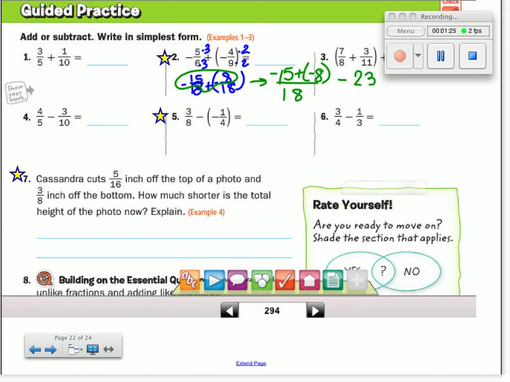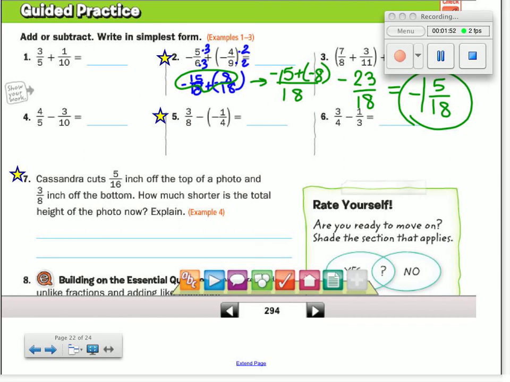23 over 18. Now, 18 can go into 23 how many whole times? Yeah, one time, right? So one whole time, and it's a negative. And then how much more is left over then? 5. And it always stays over the same denominator of 18. So negative 1 and 5/18.